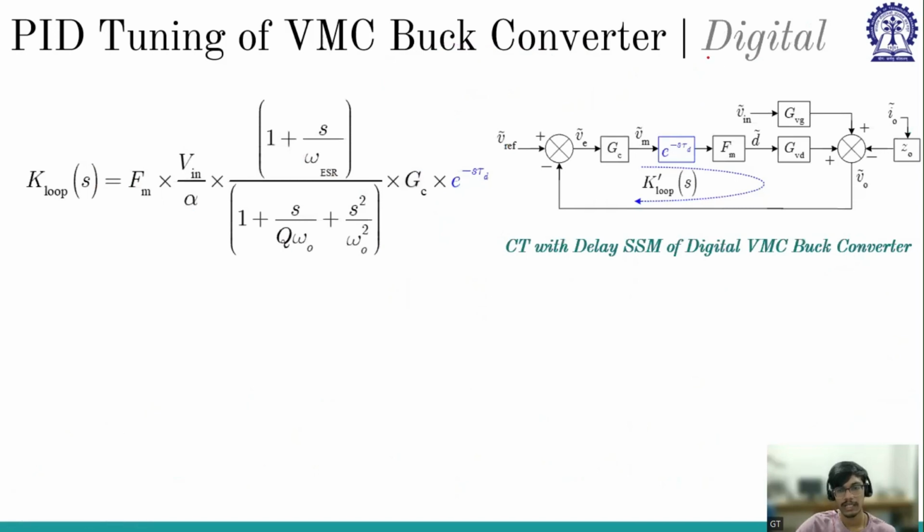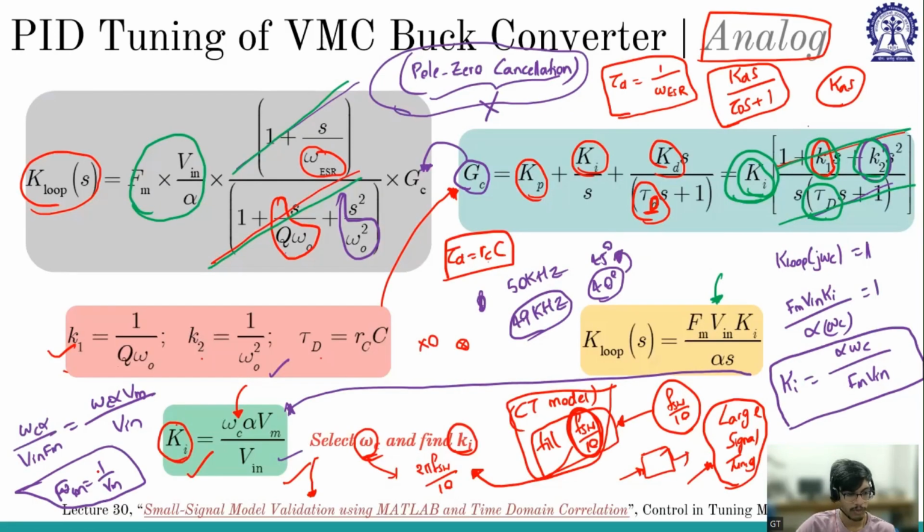Now consider this digital, FM equal to 1 by VM, which is the modulator gain. Either you write VM or 1 by FM. We are equating this KI equation with the one we have found, and this omega c with alpha omega c by FMVM. Sir, why are we doing this? Because my bandwidth means at that frequency the loop transfer function magnitude is 1, right? So I have substituted that and I got this expression.